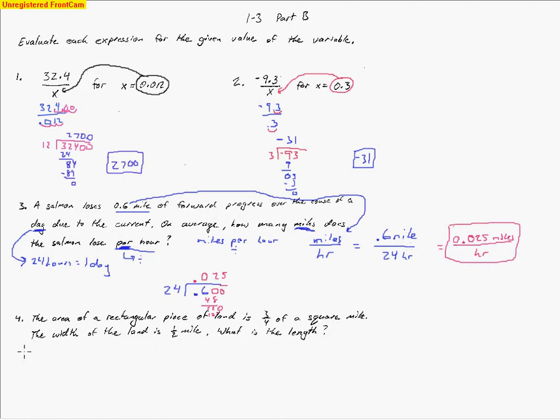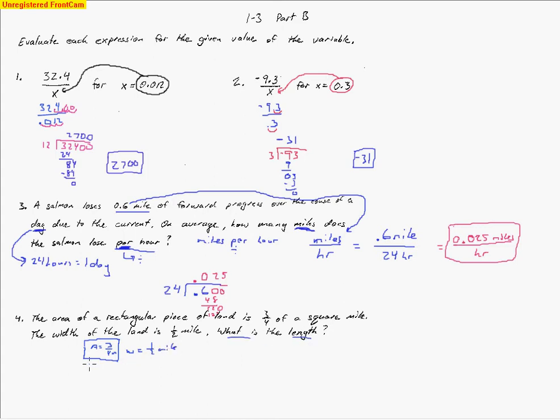Well, the next one is an area problem, and it says that the area of a rectangular piece of land is 3/4 of a square mile. So let's go ahead and draw a little picture of our rectangular piece of land here, and this area here equals 3/4 of a mile. I'll use m for mile there. And it says the width of the land is 1/2. So I'm going to call this side the width, and it's 1/2 of a mile. It says, what is the length?